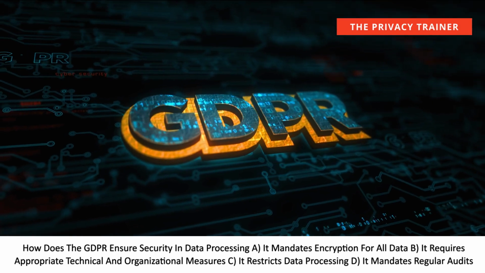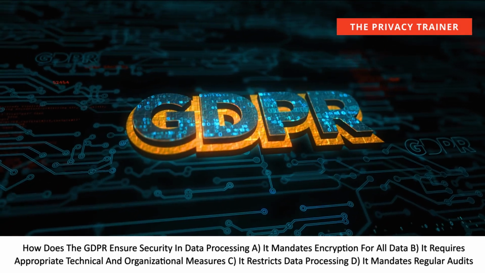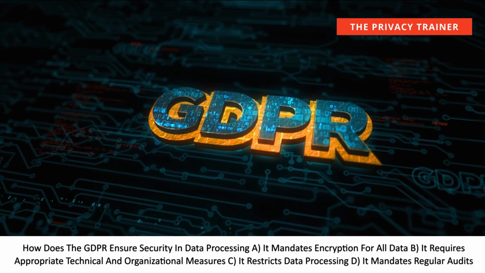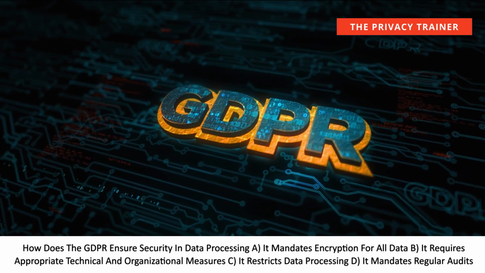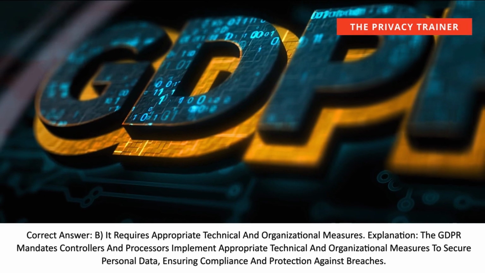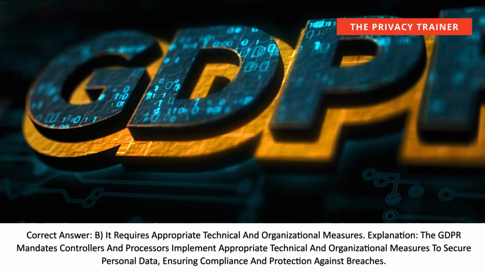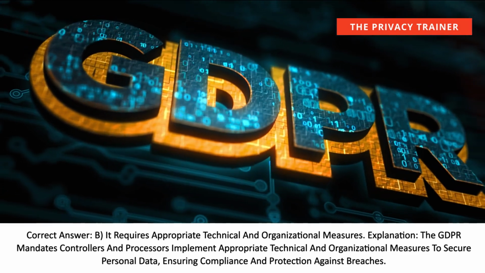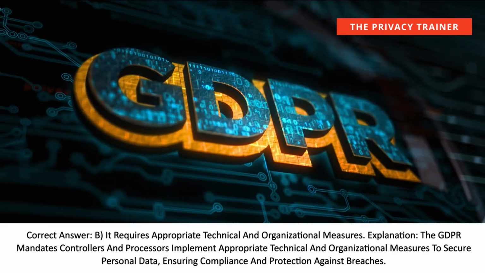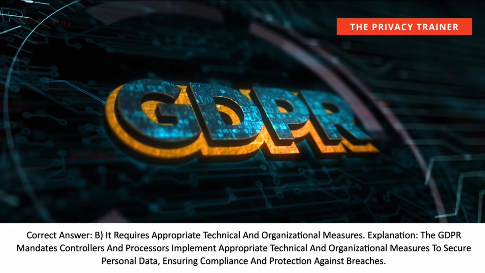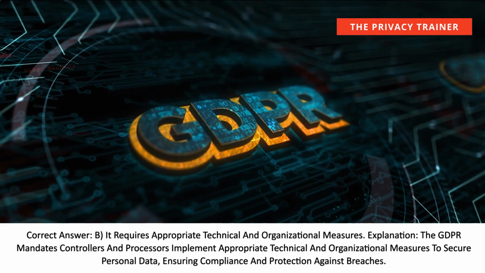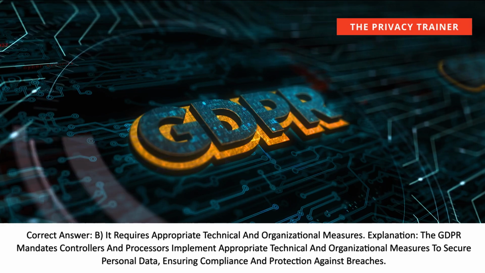A. It mandates encryption for all data. B. It requires appropriate technical and organizational measures. C. It restricts data processing. D. It mandates regular audits. Correct answer: B. It requires appropriate technical and organizational measures. Explanation: the GDPR mandates controllers and processors implement appropriate technical and organizational measures to secure personal data, ensuring compliance and protection against breaches.